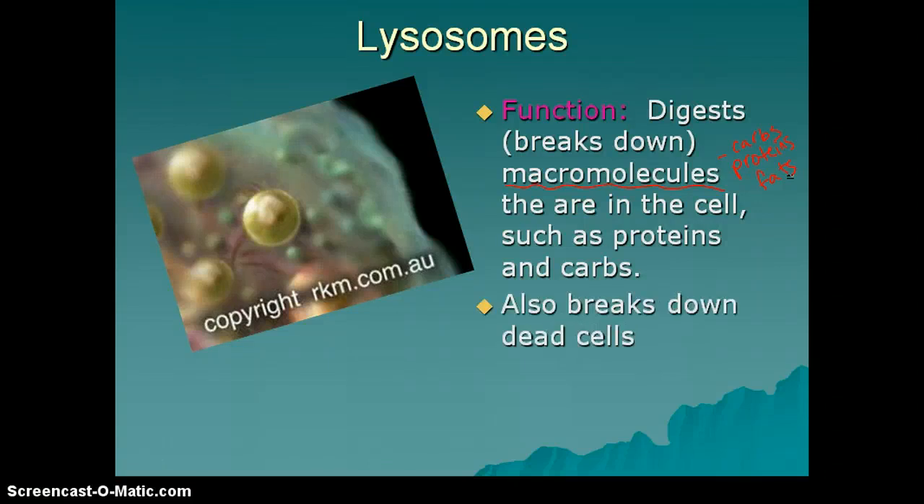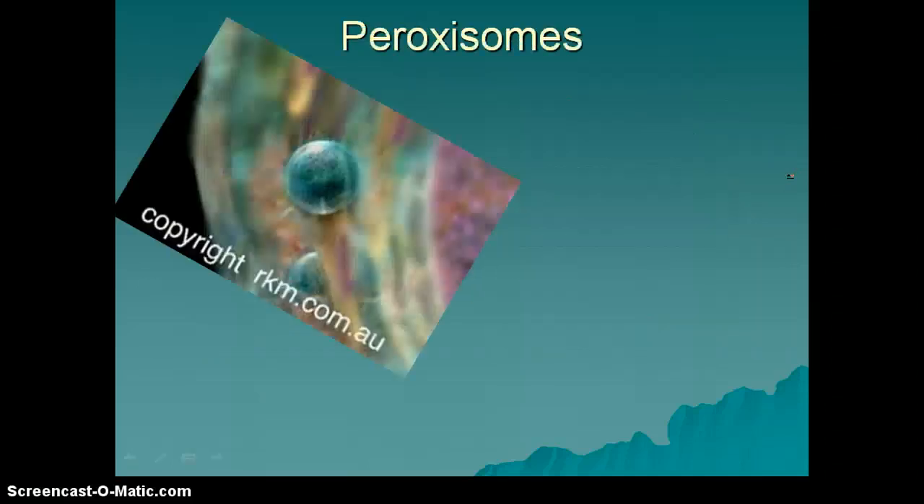They will also help to break down dead cells. So you have cells in your body that are dying all the time, and new cells are being made. So some of those old dead cells and the material from them will get absorbed by the lysosome to be broken down or digested. Okay, peroxisomes look very similar to lysosomes.